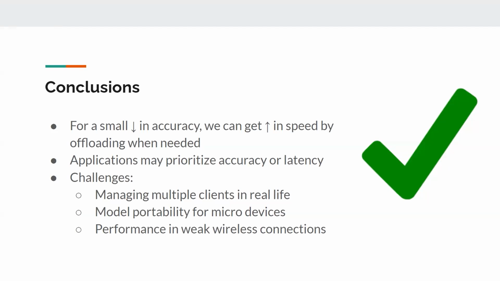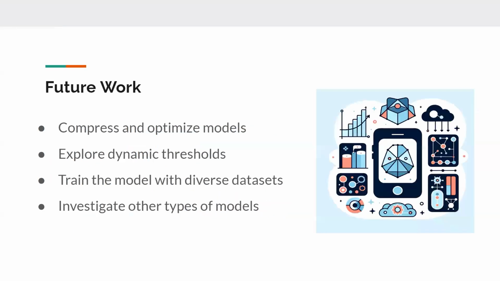And then model portability for micro devices, because our model is small, around 50 MB, but for very small devices such as doorbells, I think we would need an even smaller model. And performance in weak wireless connections. Poor performance would make offloading to the server much slower.